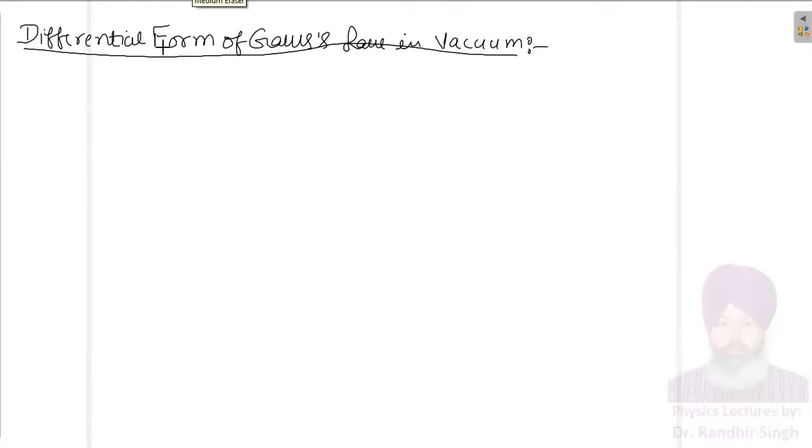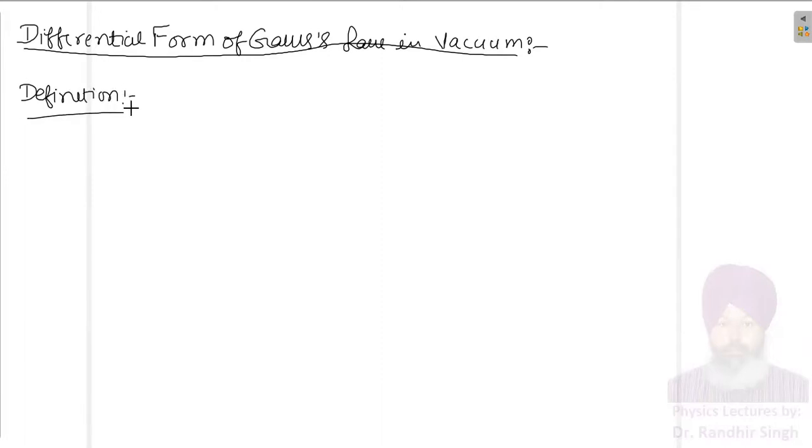Welcome students. Today's discussion period is about learning the differential form of Gauss law in vacuum. So we will be able to achieve the differential form of Gauss law in vacuum. First of all, we should know the integral form of Gauss law in vacuum. Let me write down the definition of Gauss law in vacuum.